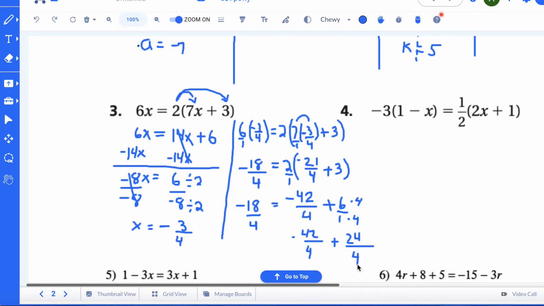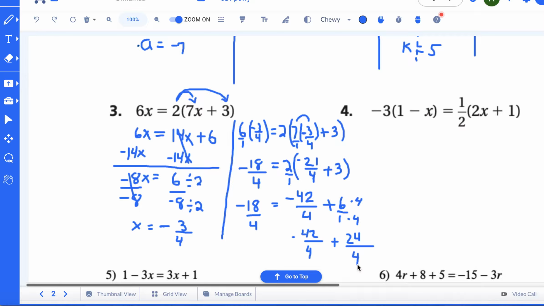All right, the last one that we're going to go over today is going to be question 4, because we had that fraction. And remember what I told you on the other one, you can multiply to distribute. This will be the distributive property.